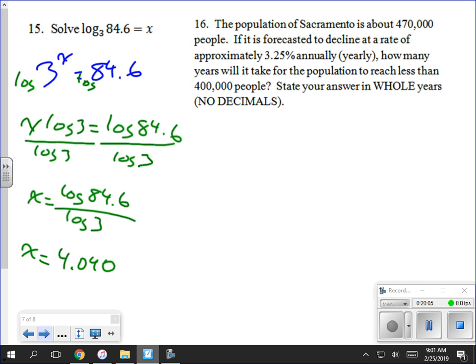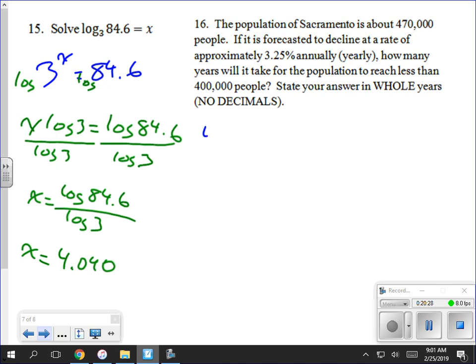Okay, the population of Sacramento is about 470,000 people. If it is forecasted to decline at a rate of approximately 3.25% annually, yearly for those of you who don't know what annually means, how many years will it take for the population to reach less than 400,000 people? State your answer in whole years, not decimals.